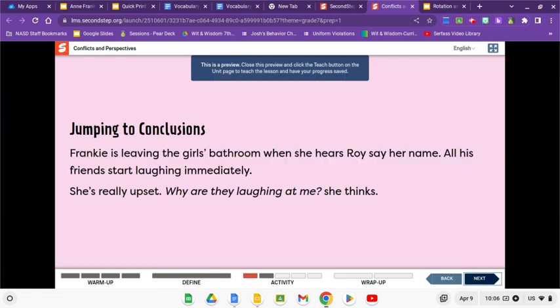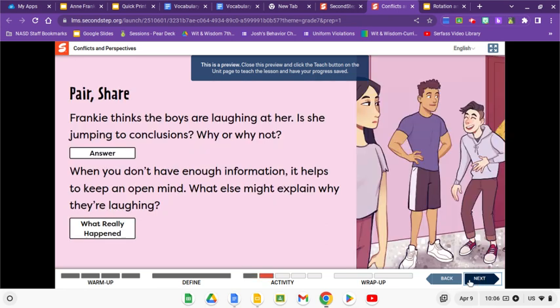Jumping to conclusions. Frankie is leaving the girls' bathroom when she hears Roy say her name. All his friends start laughing immediately. She's really upset. "Why are they laughing at me?" she thinks. Frankie thinks the boys are laughing at her. Is she jumping to conclusions? Why or why not?